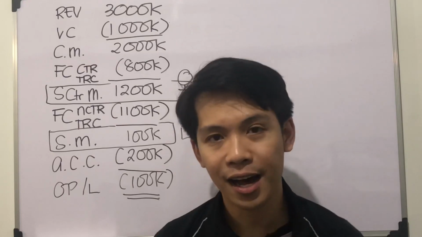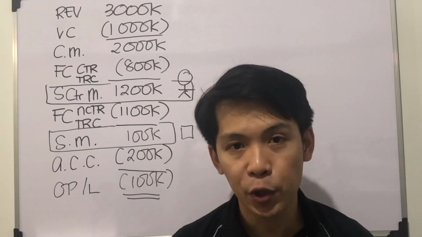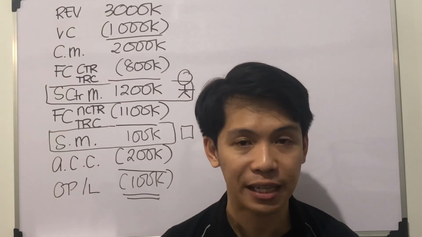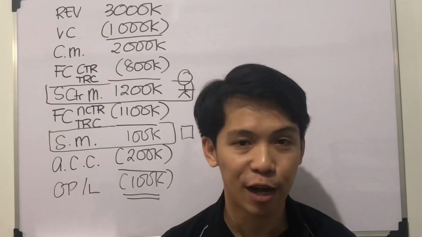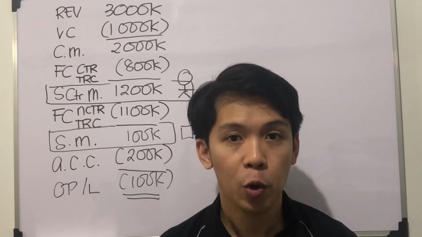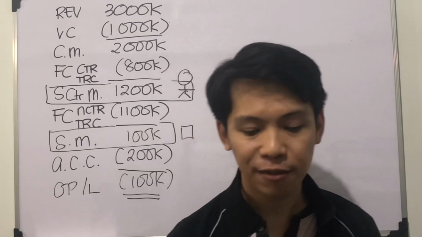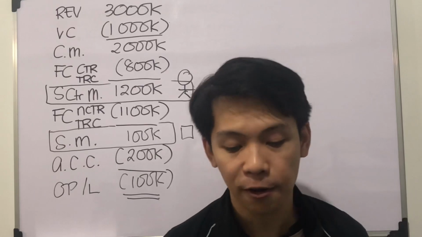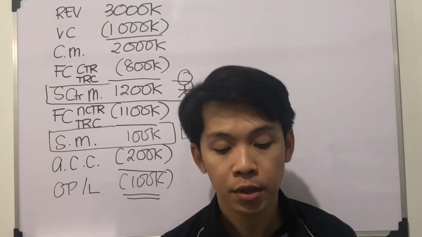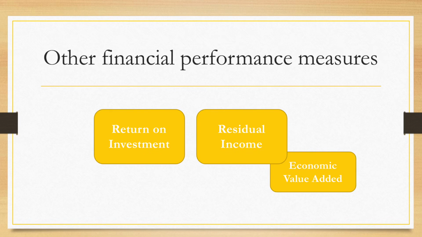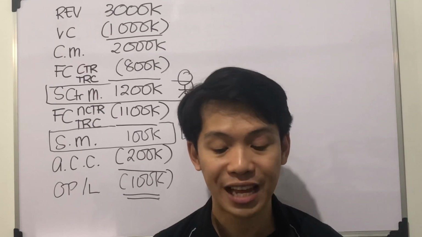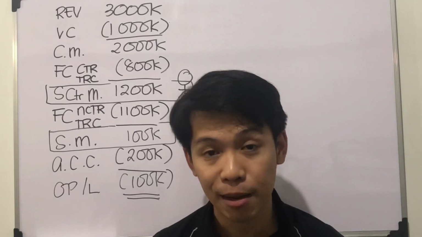For example, 100,000 margin would be good for a 500,000 investment. However, 100,000 margin would be too small when the amount of investment is 1 billion. As a result, when it comes to investment centers, we would have other financial performance measures. This would include return on investment, residual income, and a variation of residual income, which is the economic value added. In the next video, we are going to talk about these other financial performance measures that are applicable to investment centers.